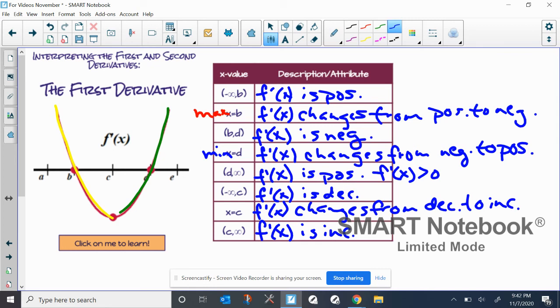But looking at the graph of the first derivative, I know that this is a max on the original. F prime changes from positive to negative. This is a min on the original. F prime changes from negative to positive. And this is a point of inflection on the original. F prime of x changes from decreasing to increasing.